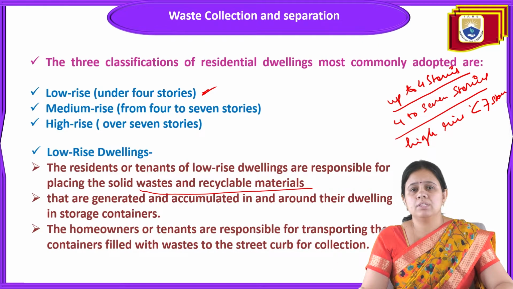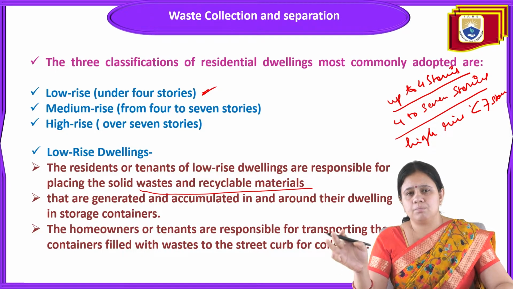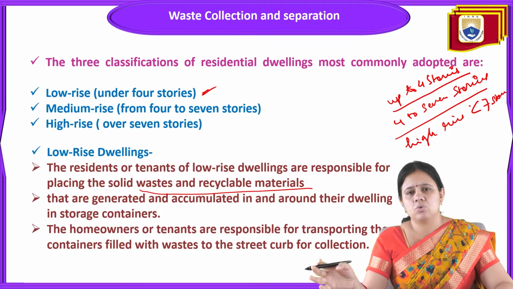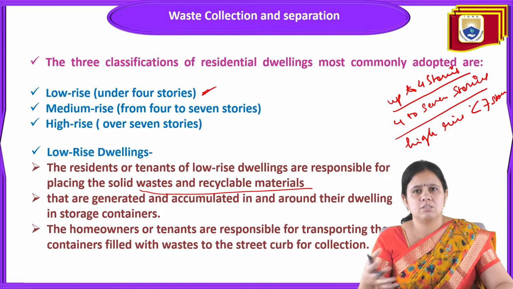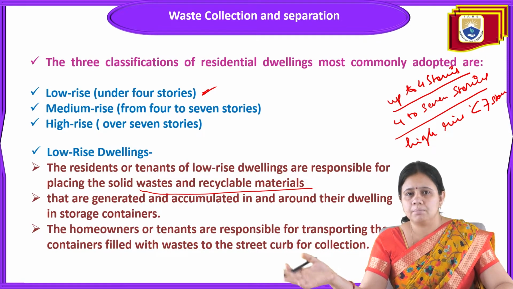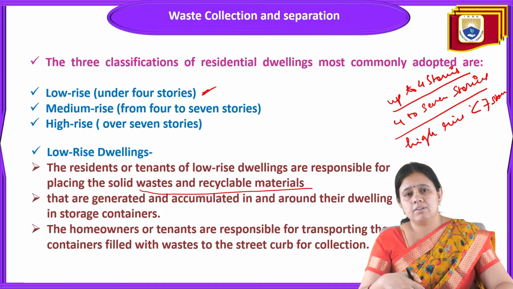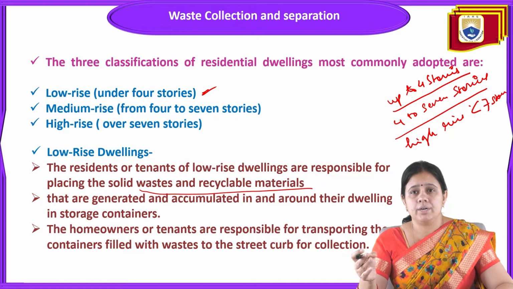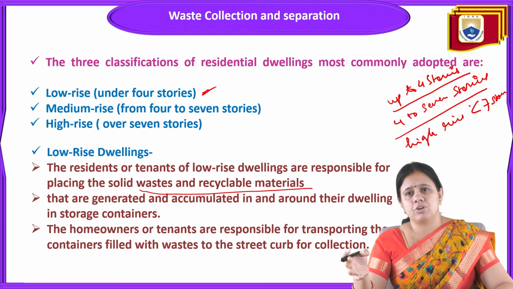So these people will segregate and store the waste at their house in a segregated manner in a storage container, and the homeowners or tenants are responsible for transporting the container filled with waste to the street curb for collection. When the municipal people come with their vehicle, they will collect the waste into the vehicle in a separated manner. So the homeowners or tenants are responsible for transporting the container filled with waste to the street curb for collection.